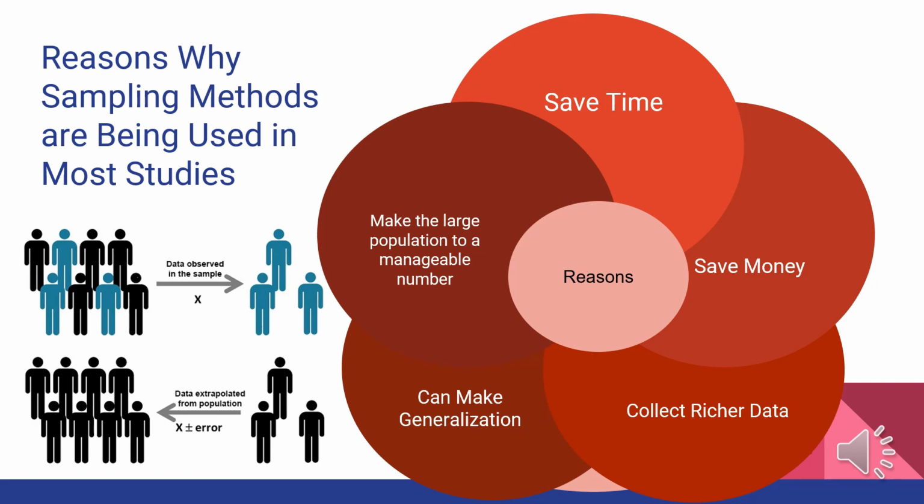Next is generalization. We can make generalizations from a sample to the whole population. The generalization of results from a sample also means that we accept a certain amount of error. This can also be explained in the picture that we include in this slide.